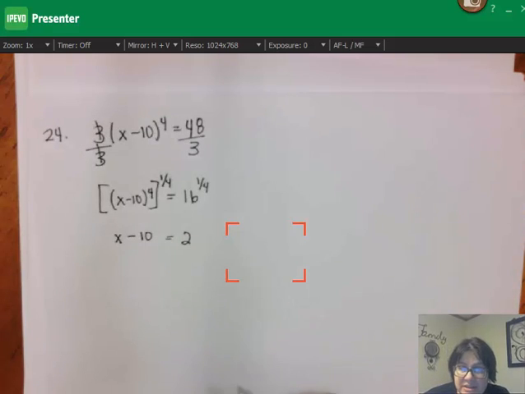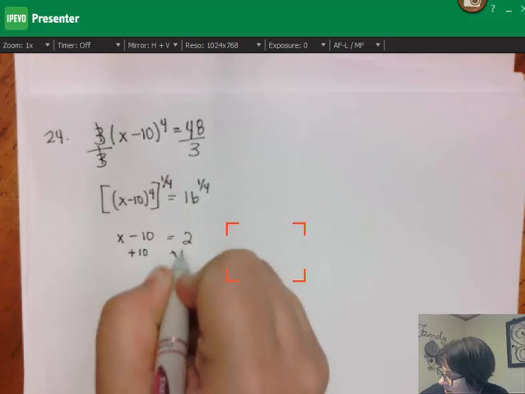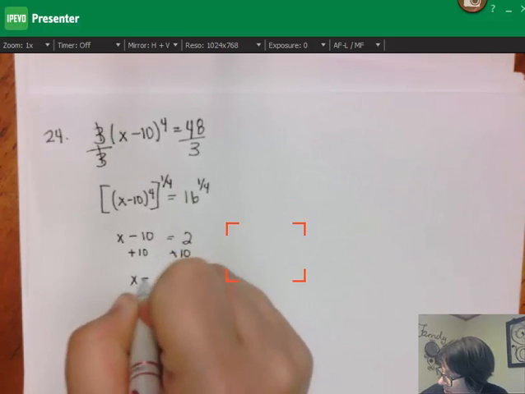All right, so we're almost done. We just have to add 10 to both sides. All right, so x equals 12.